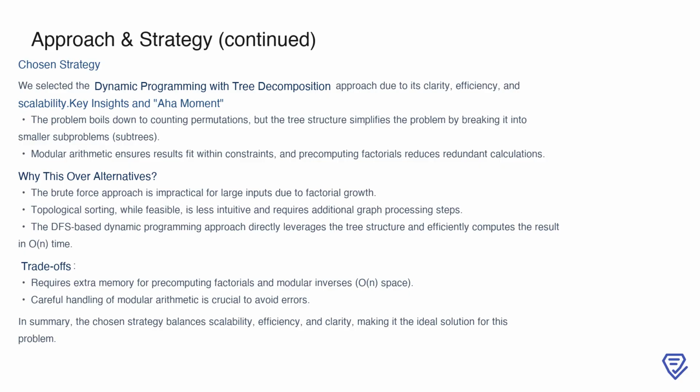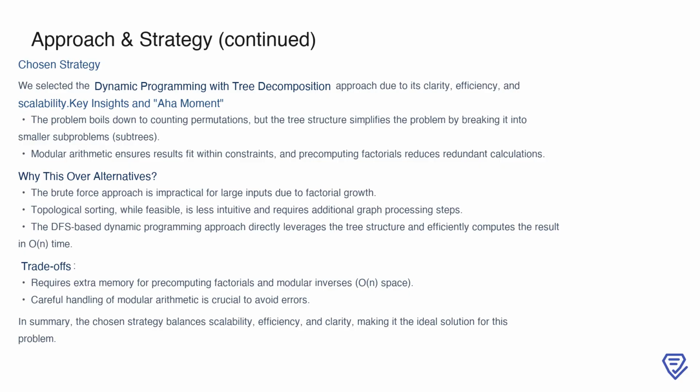the process significantly faster. Compared to alternatives, the brute force approach, while conceptually simple, is infeasible for large inputs due to its factorial time complexity. Topological sorting is a feasible alternative but requires extra graph processing steps that are less natural for tree structures.